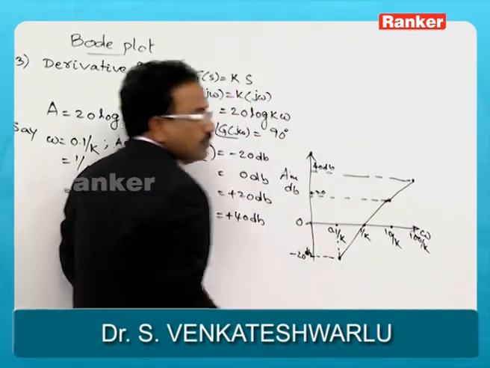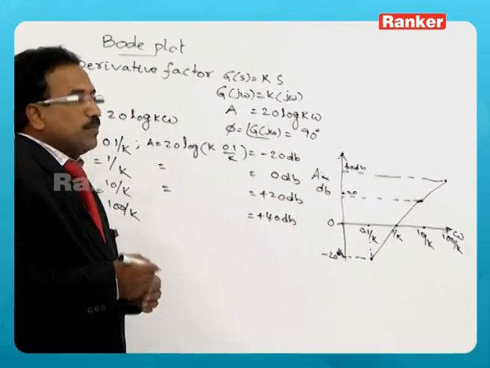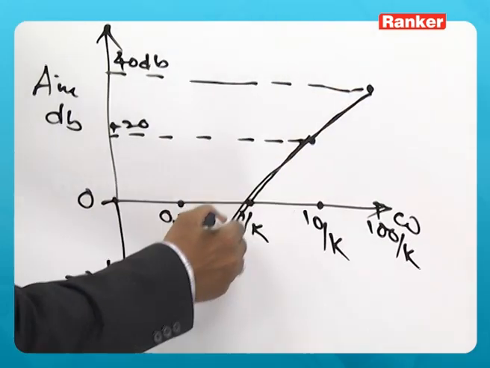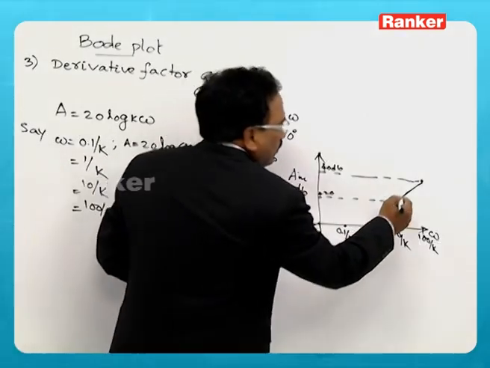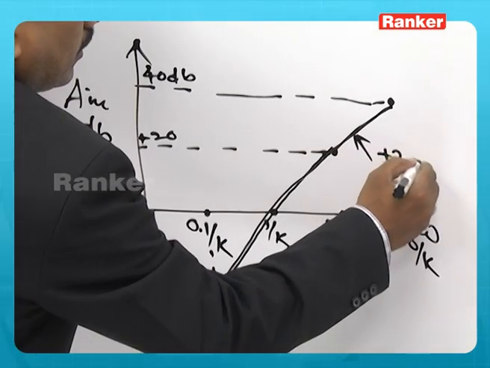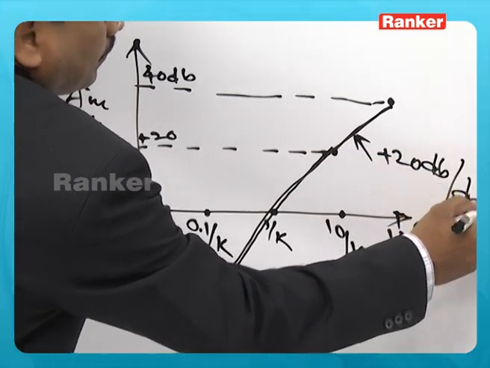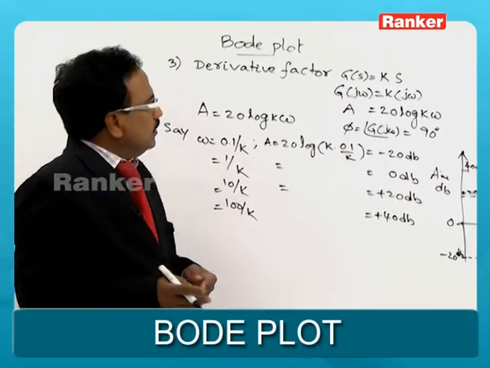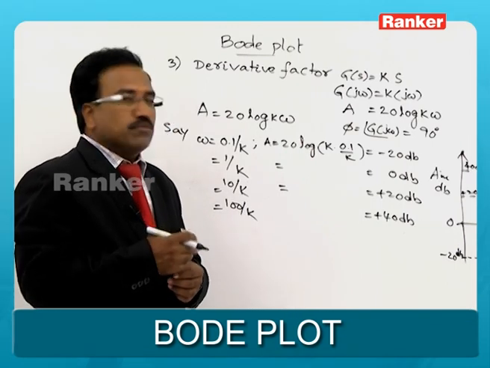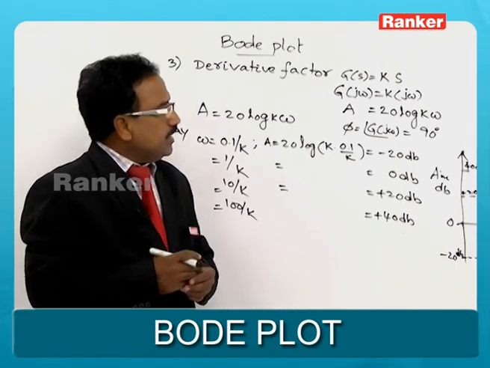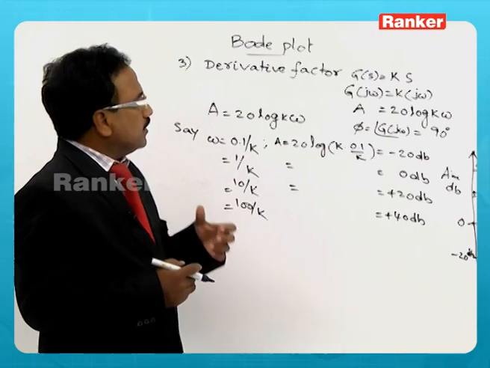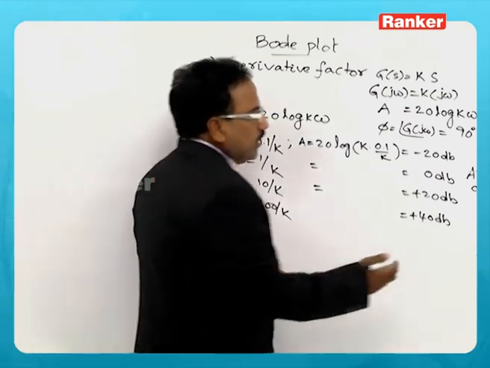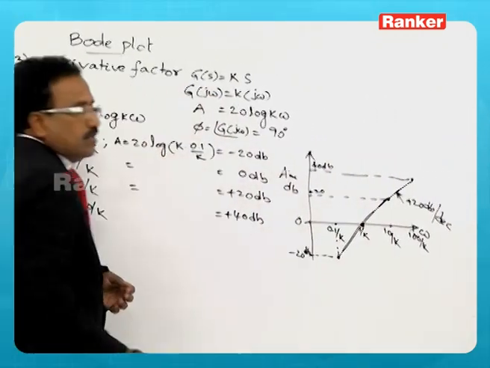That means the derivative factor magnitude is also a straight line, but it is increasing with a slope of plus 20 dB per decade. As I indicated, per decade means frequency increasing 10 times, the magnitude is changing plus 20. So, plus 20 dB per decade is the slope, and the derivative factor magnitude is 0 when omega equal to 1 by k.